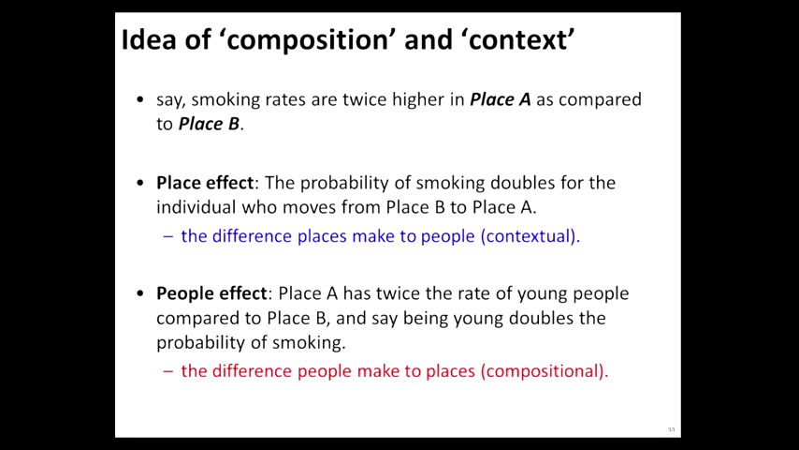So this can be characterized as the difference people make to places, and what we refer to as the compositional effect. A core purpose, one of the key motivations for applying multi-level models, has been to understand to what extent variation between countries, villages, communities, neighborhoods, however you define that higher level unit, is independent of the composition of who lives in those places, or is dependent on who lives in those places.